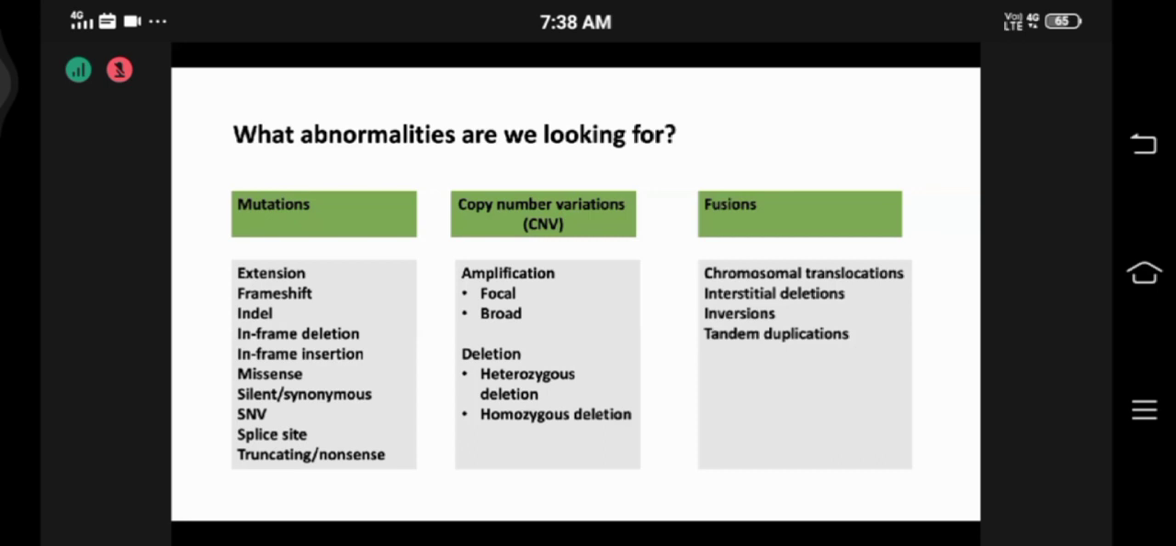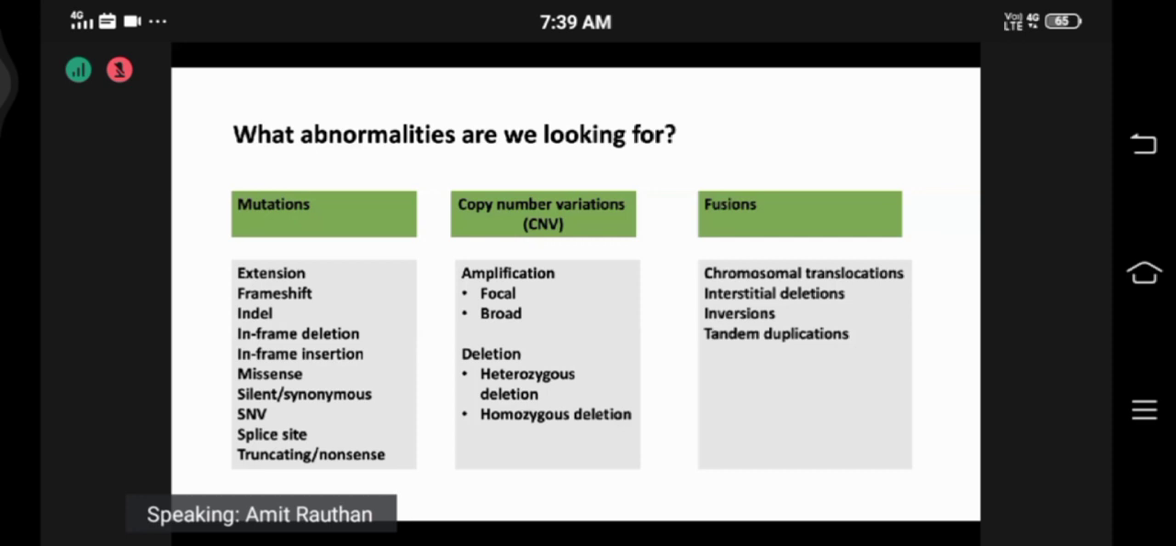And the last abnormality, fusions. Now fusions, BCR-ABL fusion, if you take the classical one where we started the first treatment of targeted therapies in cancers, BCR-ABL fusion in chronic myeloid leukemia. Or if I talk of lung cancer, it may be an ALK fusion, it may be a RET fusion. So these are fusions where there is an interchange in the partner genes, or in parts of the segments, between different genes. So they could be chromosomal translocations, there could be interstitial deletions, it could be inversions, it could be tandem duplications, but these are the fusions which you're looking for.